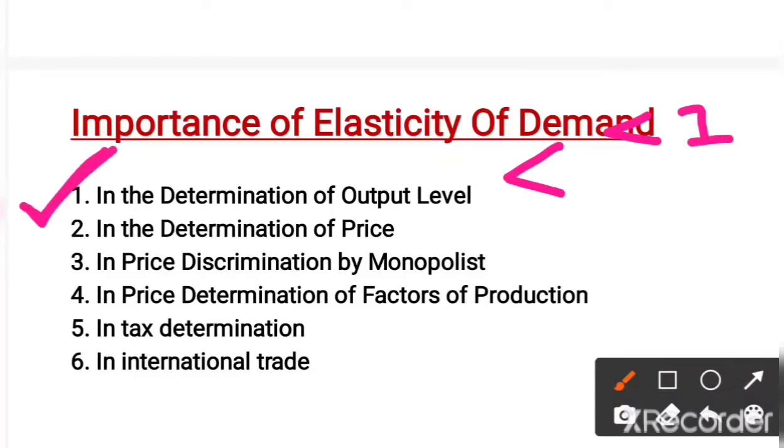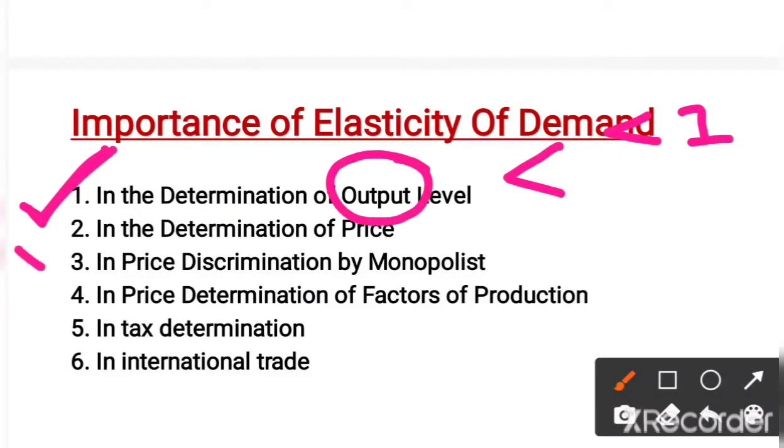Even though this producer increases the price, the people will purchase that product, so then he'll be in profit. That's why the producer will be willing to produce the necessary goods only. So that's how it will help in the determination of output, what kind of output we have to produce. So that is the first importance.